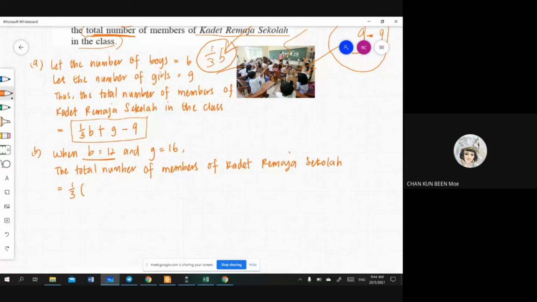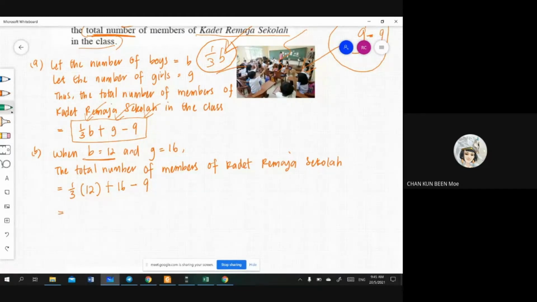12. B is, yeah, very good, 12 plus G. What is the value of G, Naifa? Are you there? Naifa, I saw that. Yes, very good. And then minus 9. You just copy each of the given terms here exactly by substituting the value of B and G. Now we are going to solve it.